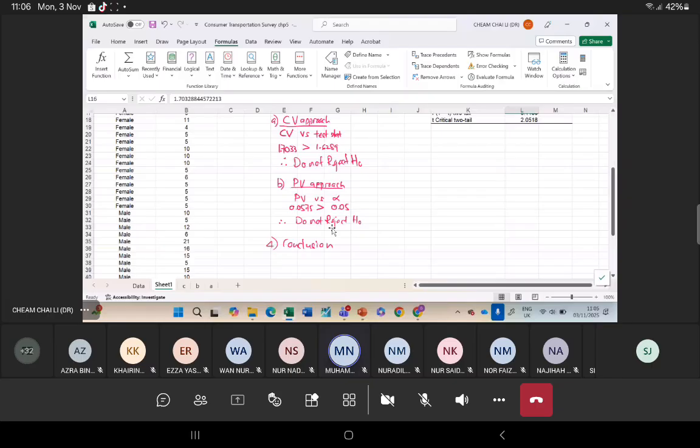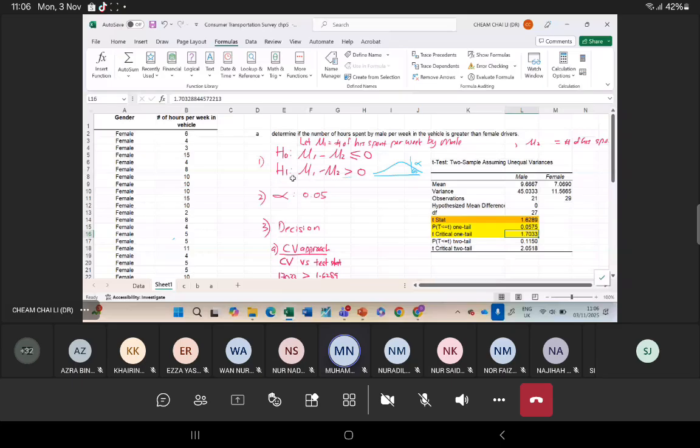So in the alternative hypothesis, it says that mu1 is the mean number, right? So we must have the mean. The mean number of hours spent per week by male is greater than female. But we do not have enough evidence, right? Based on this data, it does not state so. So we have to make the conclusion based on the null hypothesis, whereby the mean number of hours spent per week in the vehicle by male is less than or equal to female. Okay, so we have to make a conclusion.